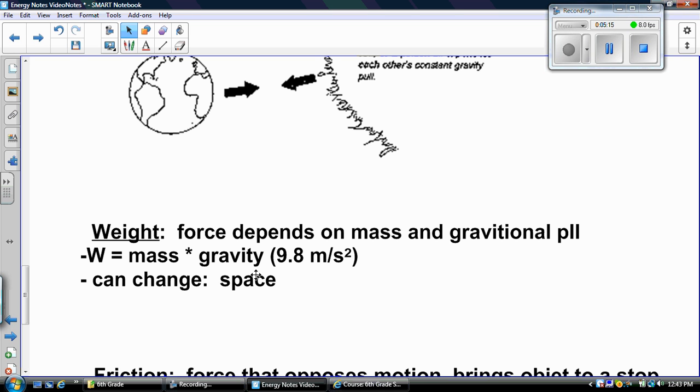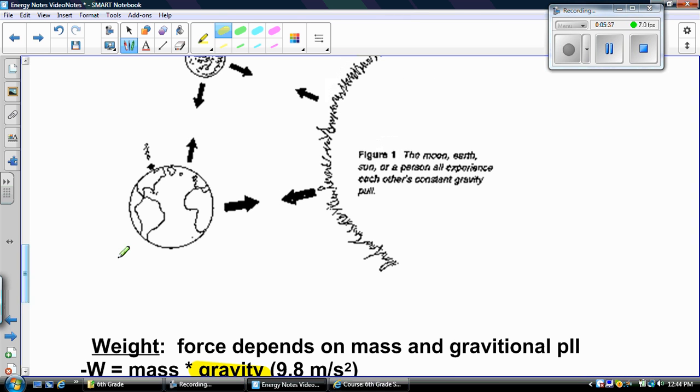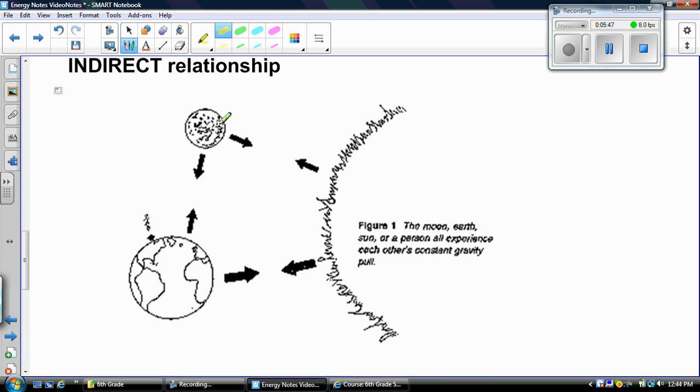Weight can change when you go to space, because when you go to a different planet, or even a moon like our moon, the force of gravity is what changes. Your mass never changes. That's one of the differences between mass and weight. Mass never changes, but gravity does. Earth has 9.8 meters per second squared of gravity. The moon has a smaller mass than the Earth, and if you have a smaller mass, then you have a smaller gravitational pull. That's why the moon revolves around the Earth and not the other way around.